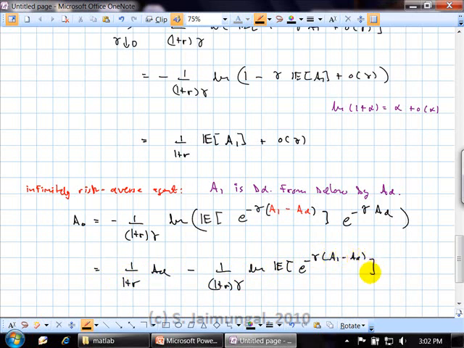Now, this is a perfectly valid result for any gamma. I've actually done nothing here that depends on gamma. This is perfectly valid for any gamma. But I do know that this thing here is strictly positive. So as I take the limit as gamma goes to infinity, I can be assured that this expectation is going to go to zero.